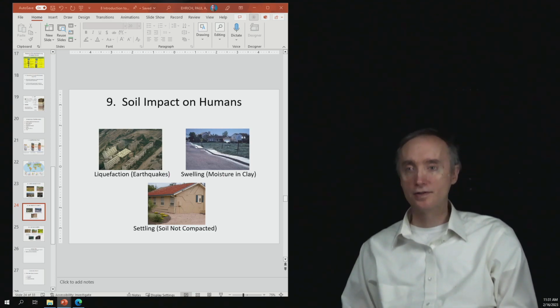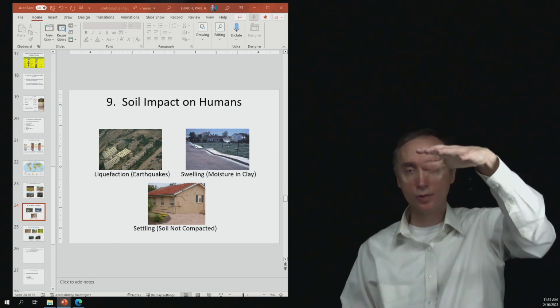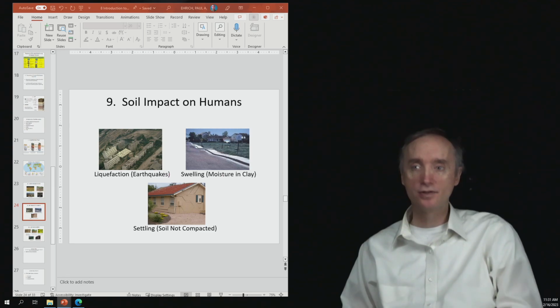Okay, another one is swelling, and this occurs if you built your house or street on top of clays. One thing about clay is it absorbs water, and when it absorbs water, it swells up. So this could cause the ground to swell up, and you can see what it's done to that street, and then it could also do the same thing to your house.